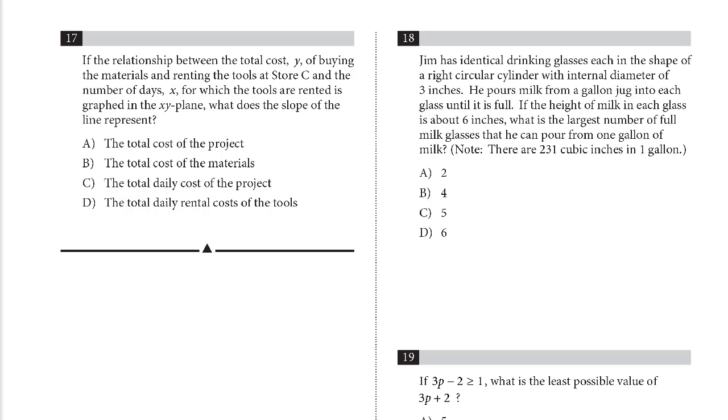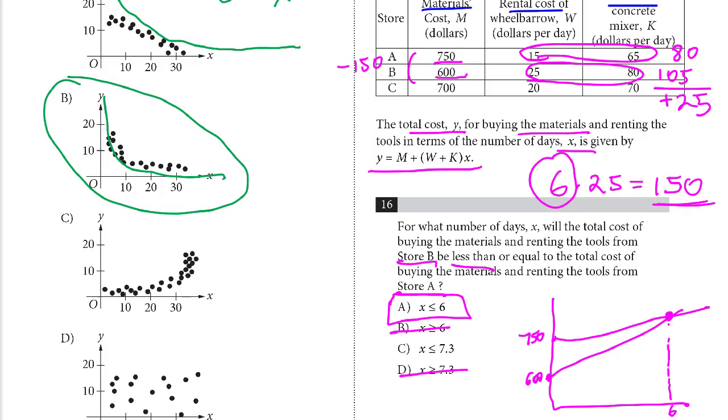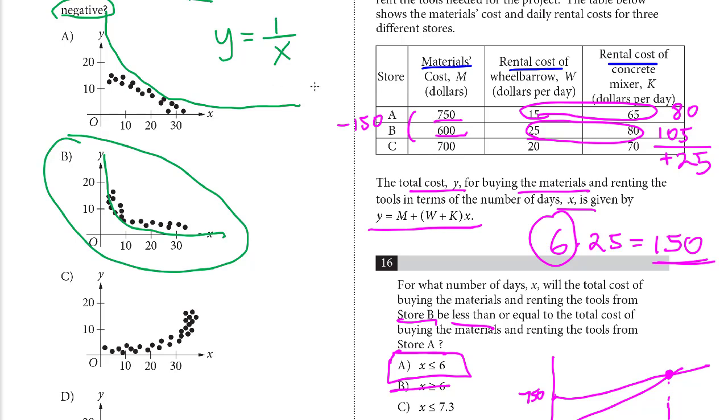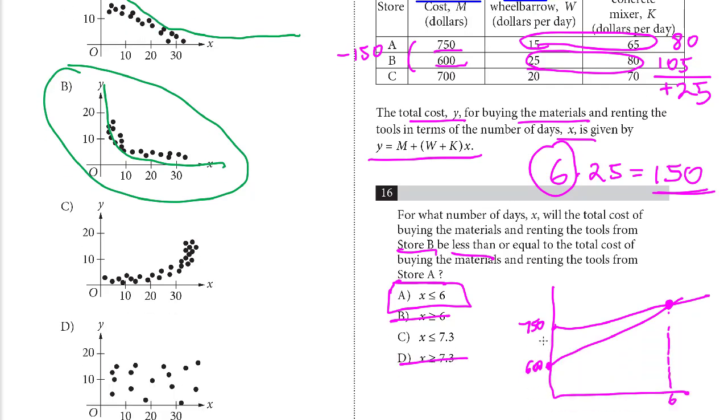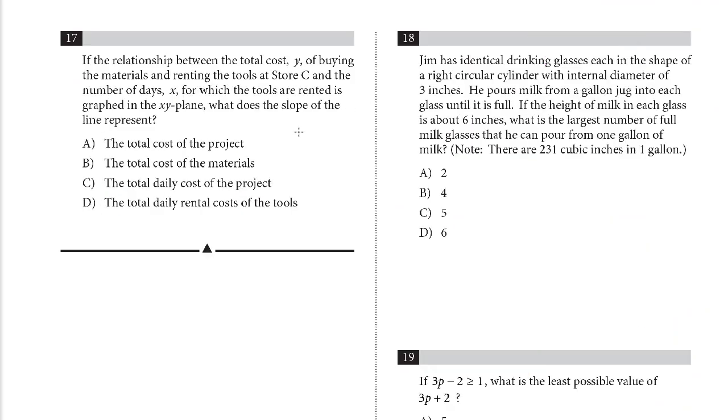So recall, this refers back to the table in the previous problem where we had a fixed cost of materials and a rental cost per day for the tools that were used in those materials. So we saw at the end of that, we could model this as a linear function. Let's see what the question in 17 is asking. What does the slope of the line represent?